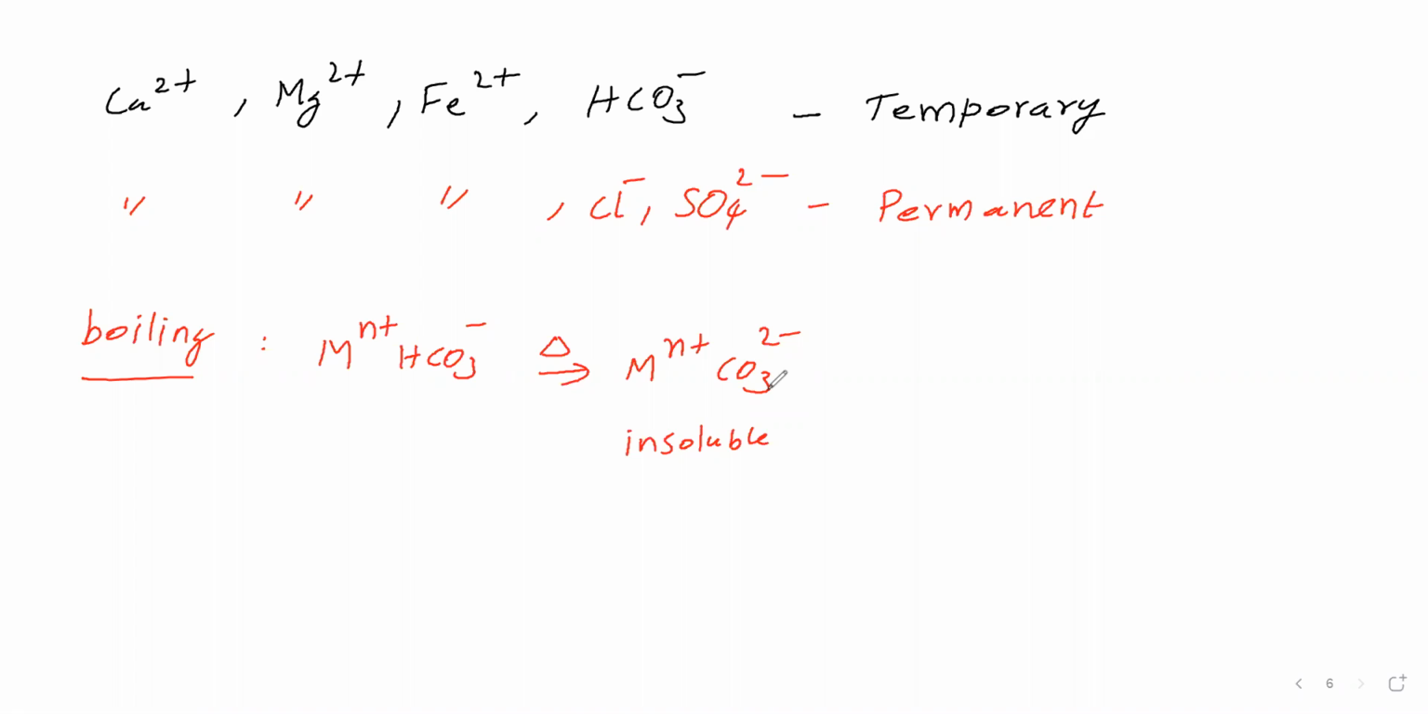Now, temporary hardness means which one do you see? Which is causing temporary hardness? One is calcium bicarbonate. This calcium bicarbonate is causing temporary hardness.